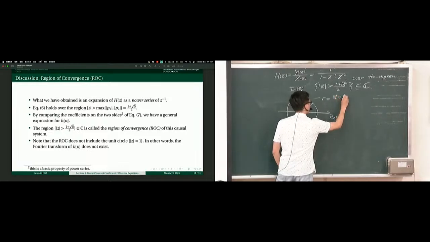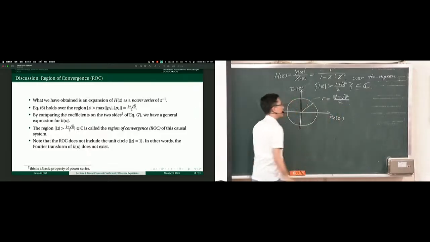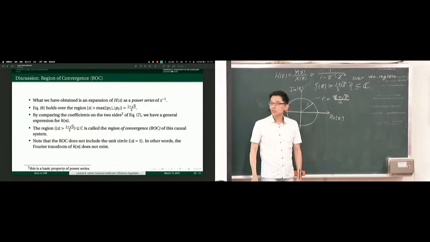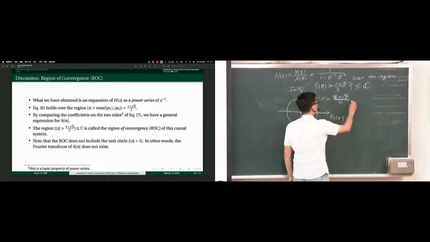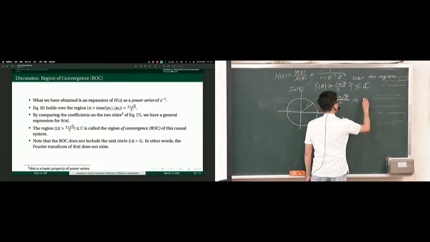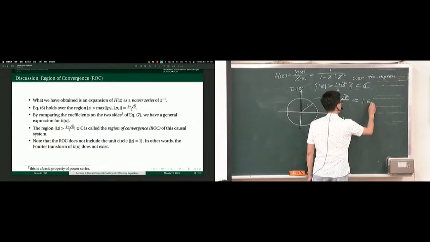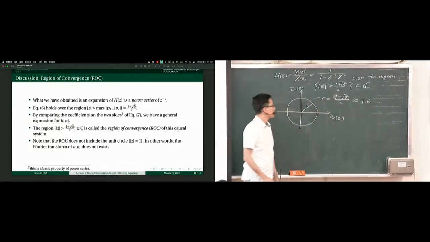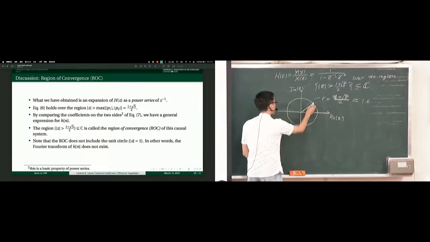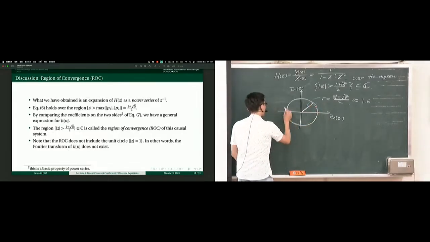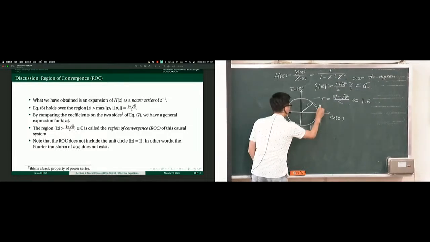1 plus square root of 5 divided by 2, okay? Which is roughly 1.6 something. So there's a circle of exactly that radius, and our region of convergence of this system function is outside. It's outside.